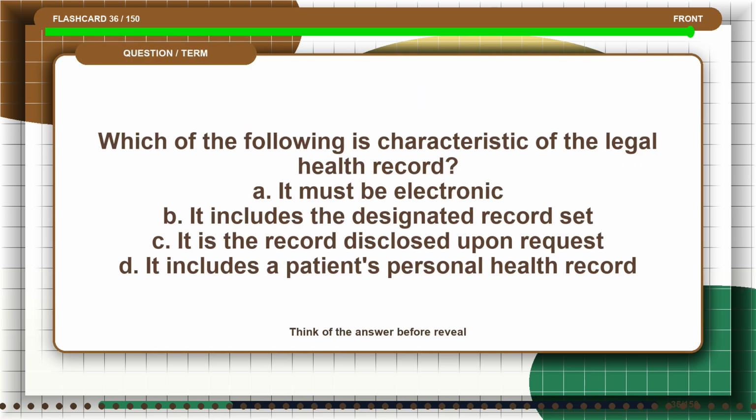Flashcard 36. Which of the following is characteristic of the legal health record? A. It must be electronic. B. It includes the designated record set. C. It is the record disclosed upon request. D. It includes a patient's personal health record. Think of the answer before the reveal.